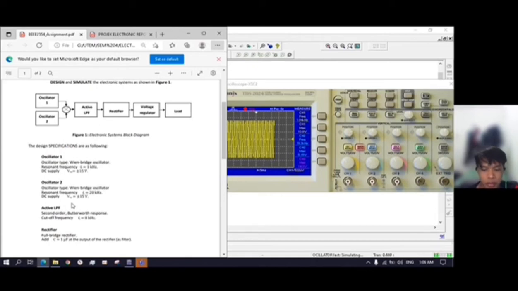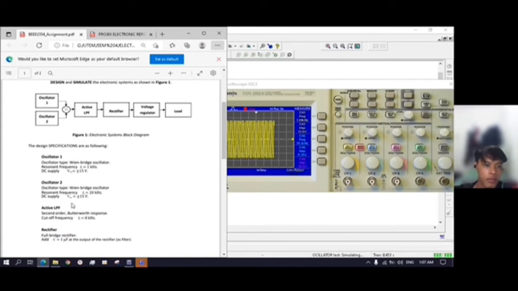The introduction of oscillator. An oscillator is an electronic circuit that produces a repetitive oscillating electronic signal, often a sine wave or a square wave. Oscillators convert a direct current, which means DC, from the power supply to an alternating current signal. They are widely used in many electronic devices. Common examples of signals generated by oscillators include signals broadcast by radio and television transmitters. That's the introduction of oscillator.